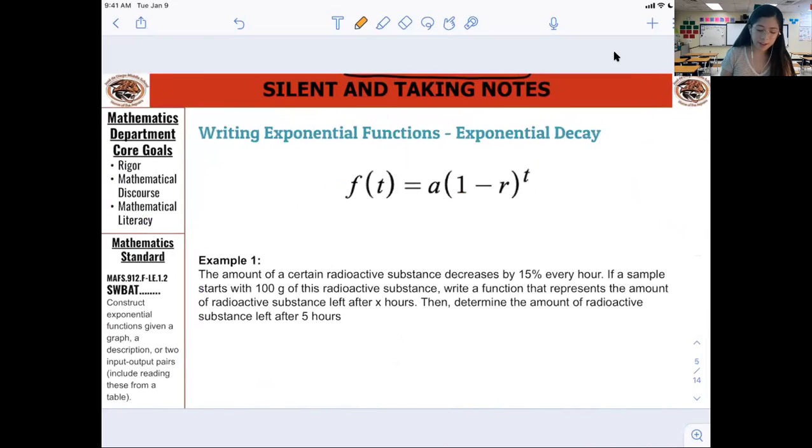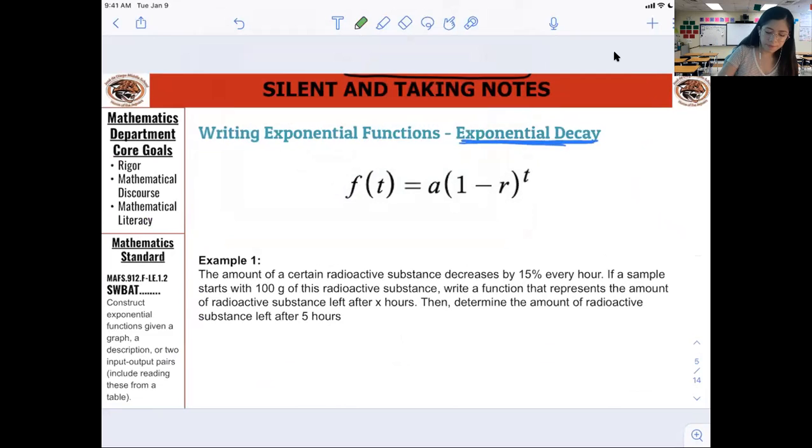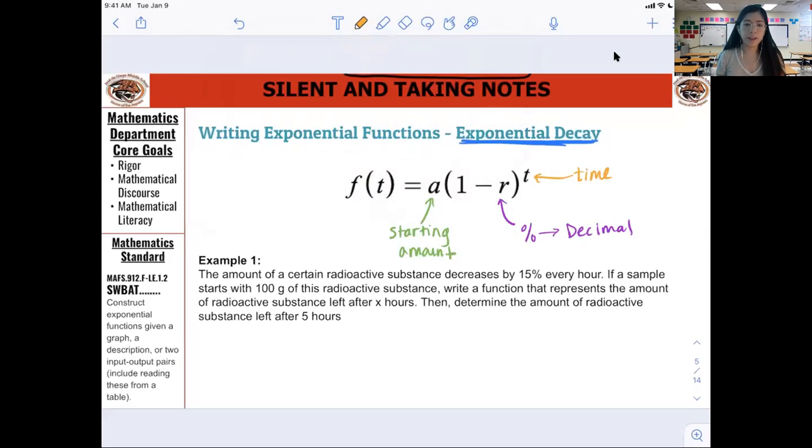Well, now let's talk about decay. Take a look at my decay form. Does anything change? What's different? It subtracts. It's exactly the same in every other way, but this time I'm taking away from one. So this is still my starting amount. R is still my percentage turned into a decimal. And T is still time. It's all exactly the same. Only difference is that we're now subtracting, which makes sense, right?